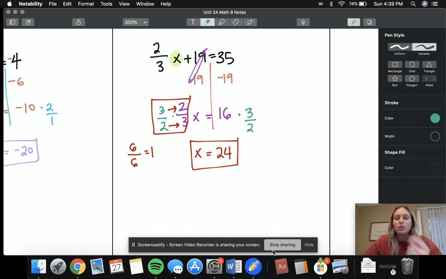Okay, so today's assignment is 5 Delta Math problems. We just did 6 together, but on Delta Math, there are 5 that you guys are going to try, and then we will practice some more tomorrow.